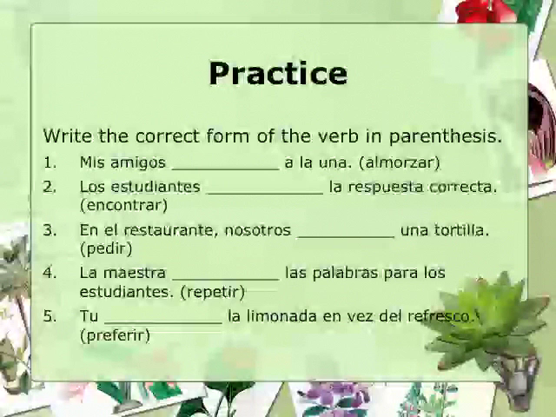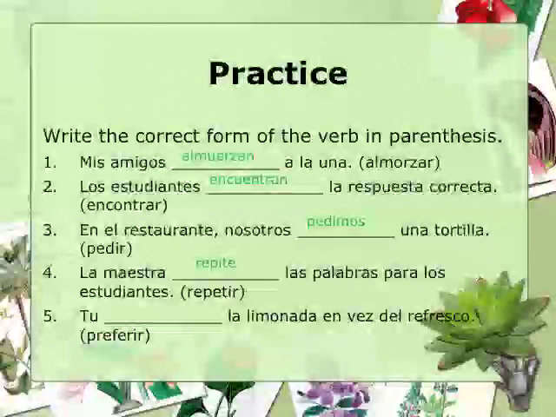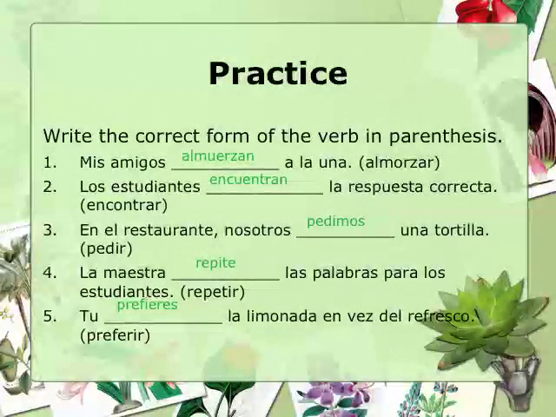Alright, so let's look at the answers. Mis amigos almuerzan. Los estudiantes encuentran la respuesta correcta. En el restaurante nosotros pedimos una tortilla. No, pedimos, not stem change. La maestra repite las palabras para los estudiantes. Okay, second E, because it's closest to the infinitive. And then tú prefieres la limonada en vez del refresco.